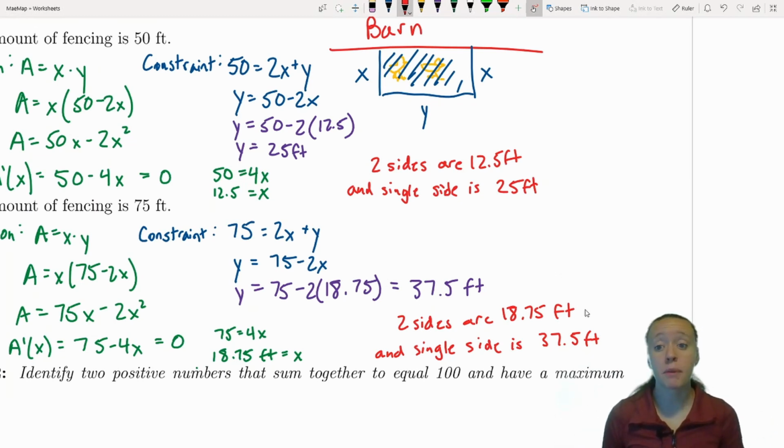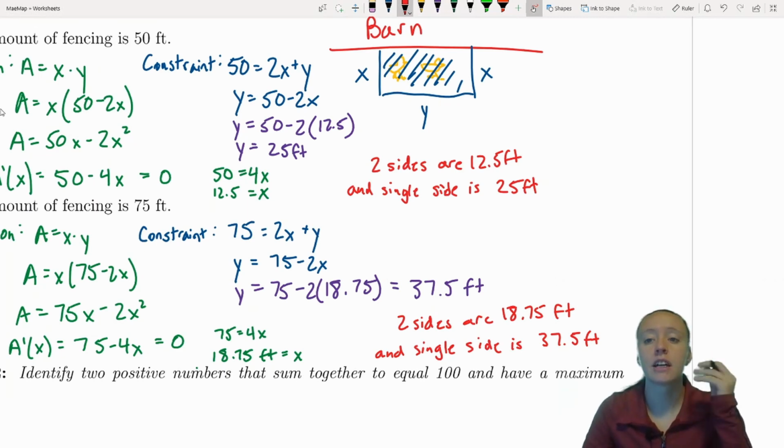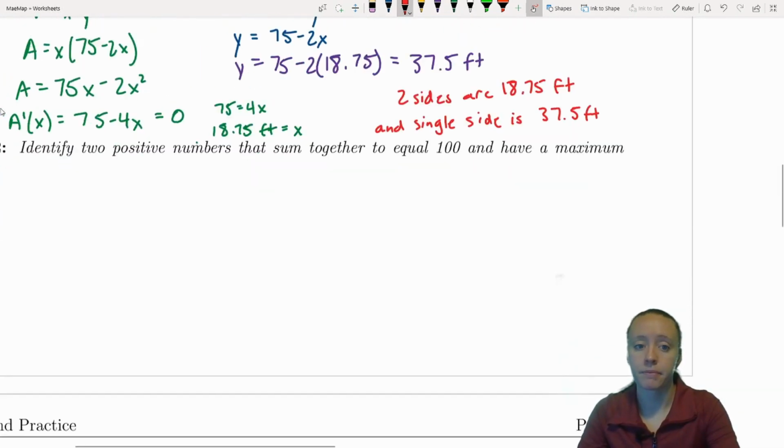And if I wanted to know my maximum area, I could have asked that, and then we just take that x value and multiply it by y to get roughly 703 feet squared. Let's move on to our next optimization problem.